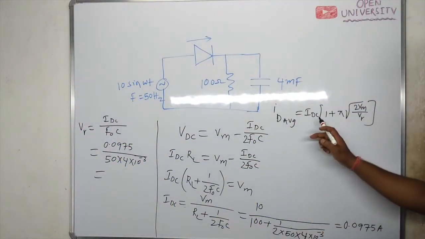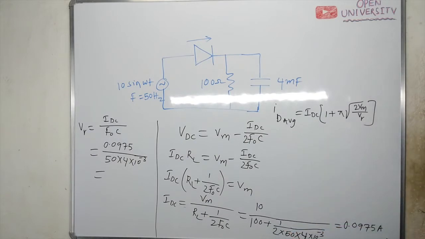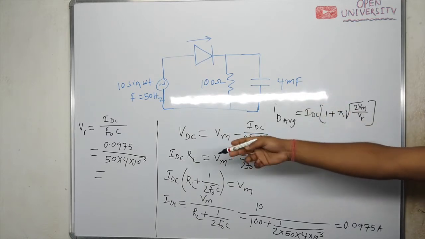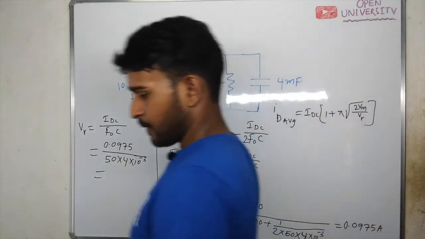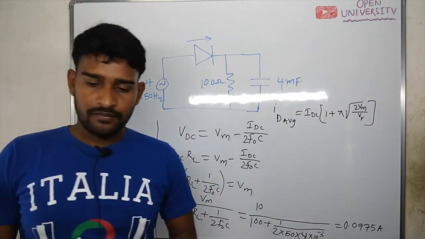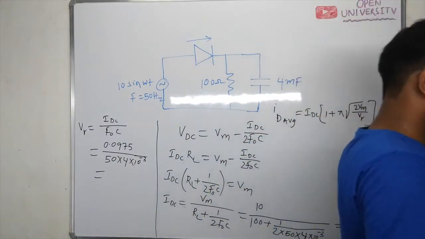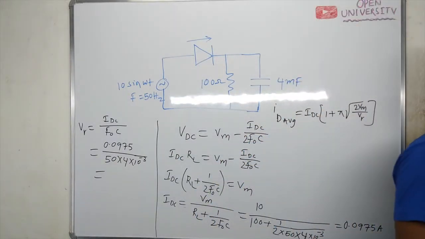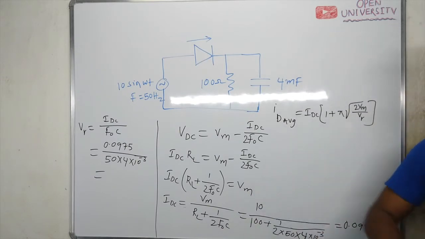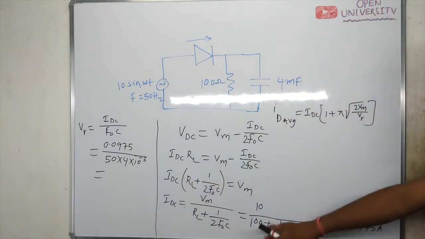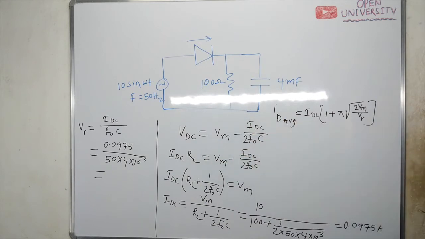So if you substitute the value of IDC, that is 0.0975 ampere, the value of Vm, that is 10, and the value of VR, after calculating it, you can get the value of ID average. So first calculate this value of VR, then substitute the values of IDC and VR in this expression to get the average current through the diode.